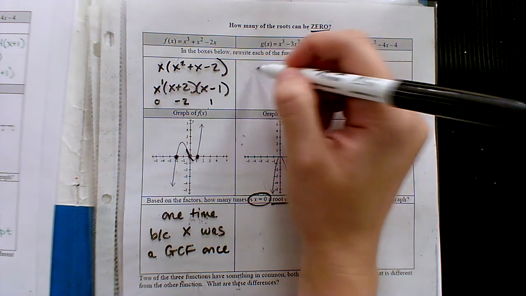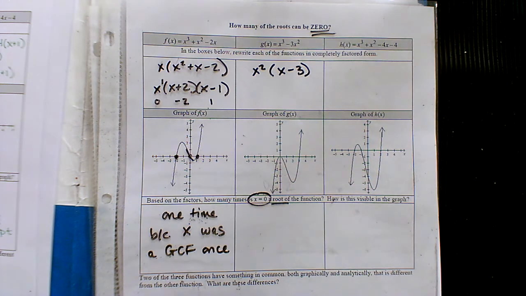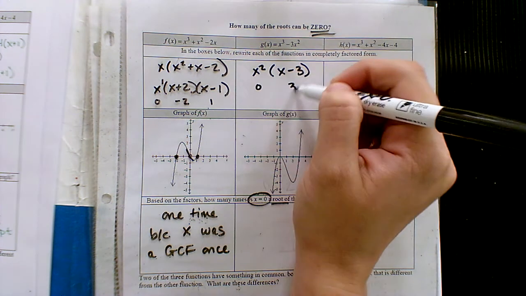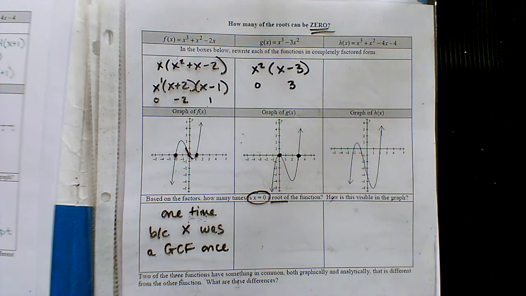Go ahead, Caitlin. Take out x squared. We're left with x minus 3. X-intercepts would be 0 and 3. Graphically, they check out.